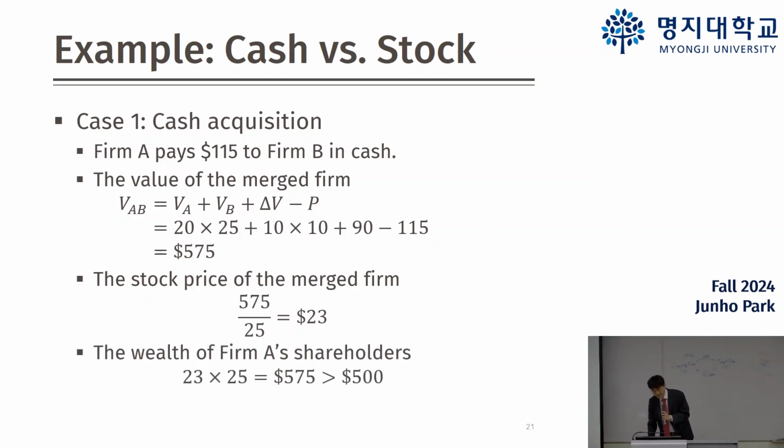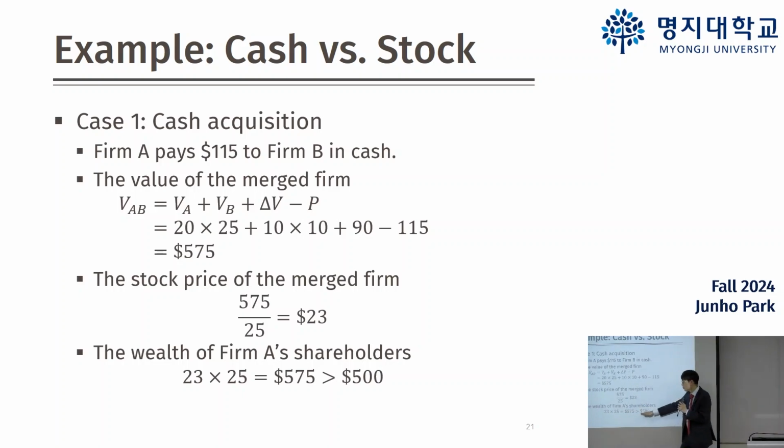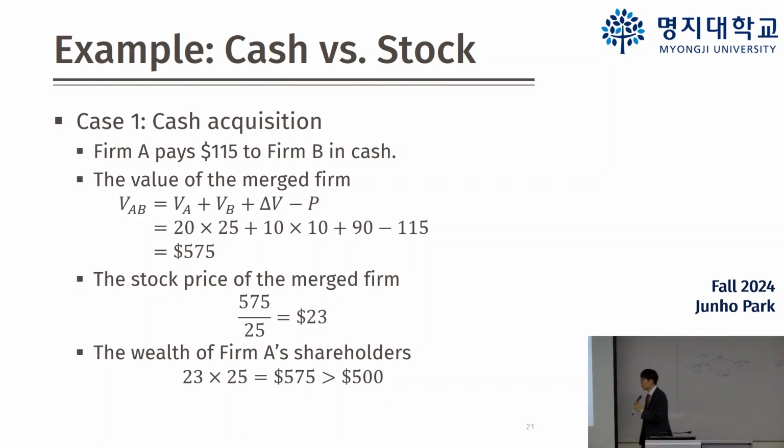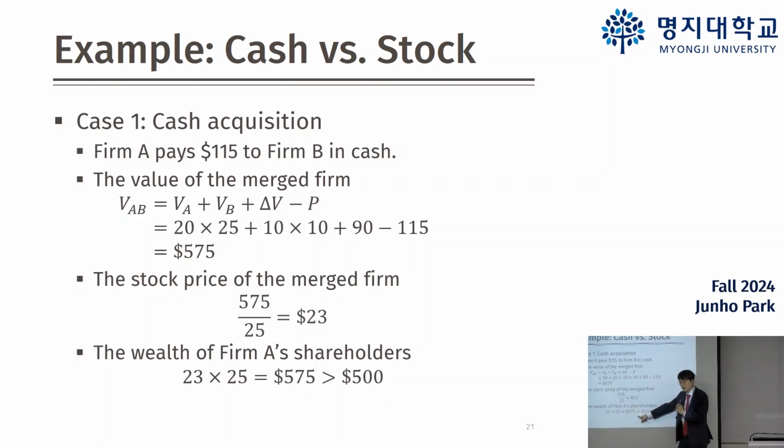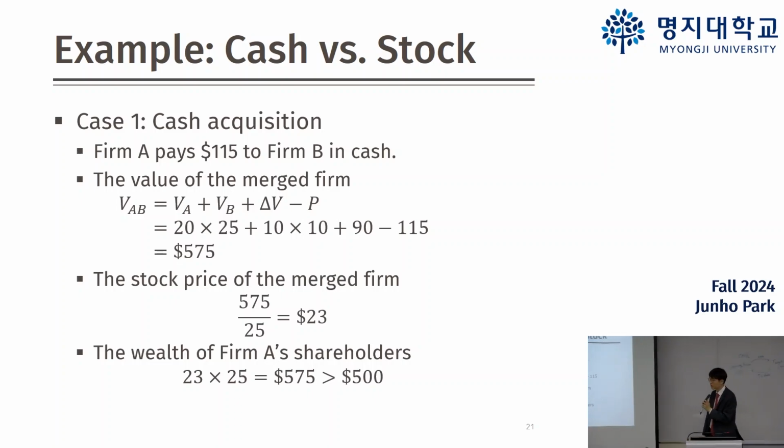And you can see that this was a good transaction for firm A's shareholders because they had only $500 in the beginning, but now they have 575. So where does 75 come from? This is the synergy 90 minus the acquisition premium 15. So 90 minus 15 is 75. So this belongs to the acquiring company's shareholders.